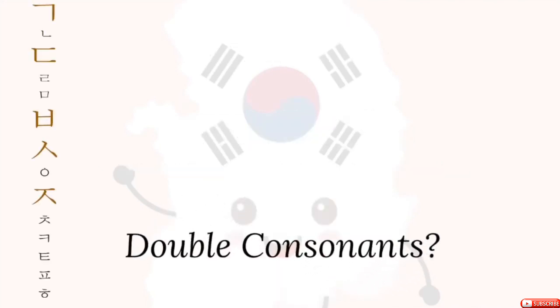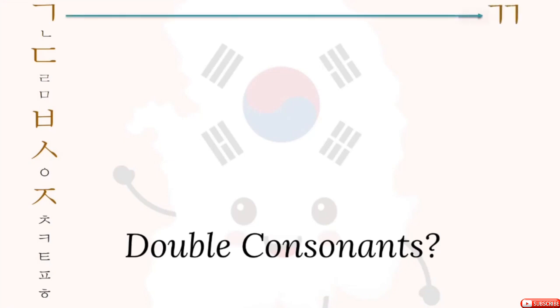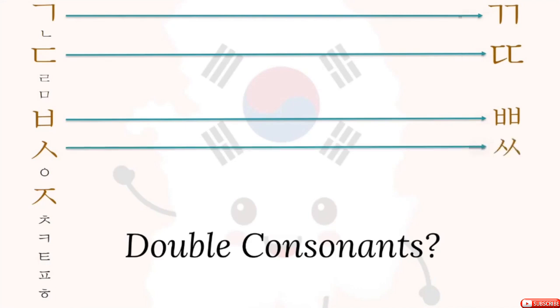Okay, so double consonants, what are they? It's pretty simple. When you see them doubled up, that's a double consonant. And it only applies to 5 single consonants, not all of them, the ones that are highlighted here. So we'll go one by one.